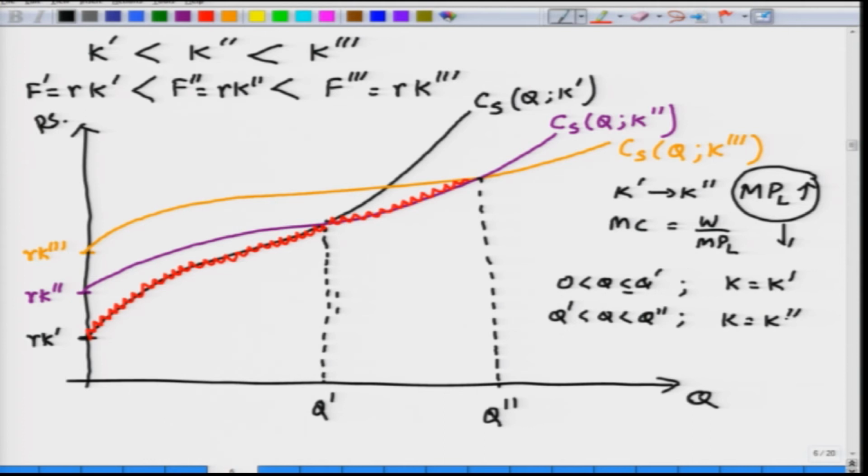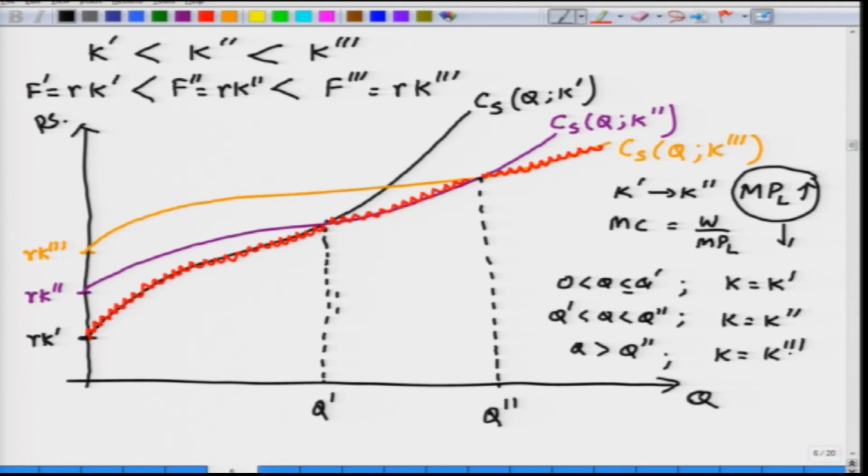And finally, for output levels which are larger than q double prime, the firm is going to move to a new short run level of capital which is equal to k triple prime. So, for q greater than q double prime, the level of capital that the firm will use in the long run is k triple prime.